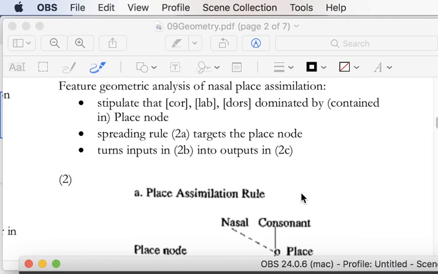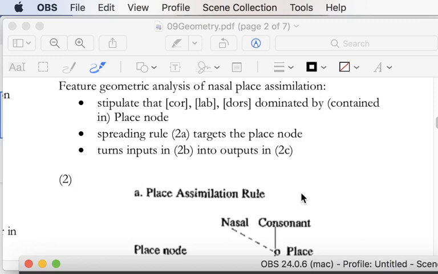So a feature geometric analysis of nasal place assimilation might look like this. We would say that all these major place features, coronal, labial, and dorsal, and presumably also radical for languages that have radical consonants like pharyngeals or things like that, we would say that these are dominated by a place node. And in fact, this is already implicit in ways I've been writing these in class. Sometimes I'll just say that they need to assimilate place to the following place.